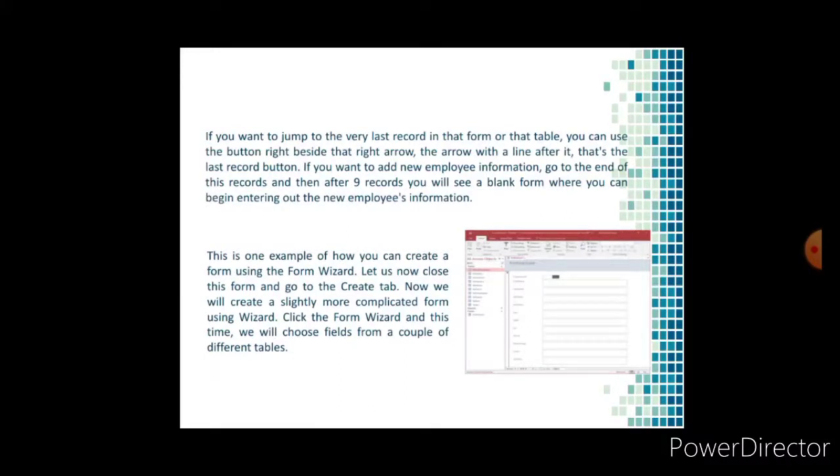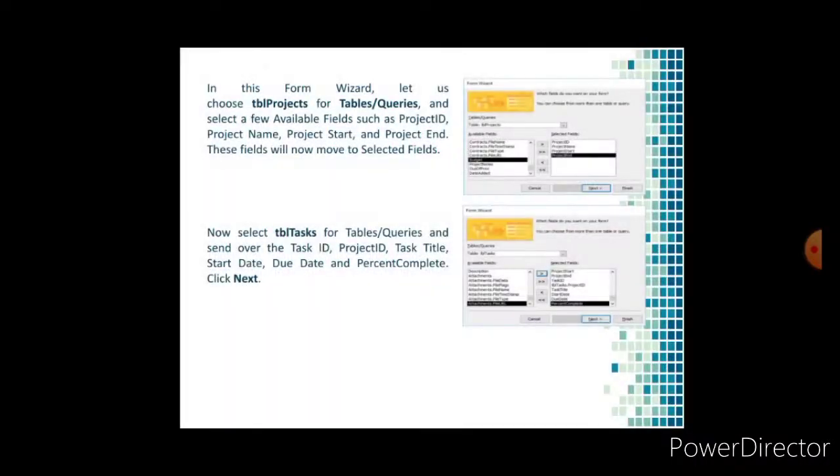Let us now close this form and go to the Create tab. Now you will create a slightly more complicated form using the wizard. Click the Form Wizard, and this time you will choose fields from a couple of different tables. In this form, let us choose table projects for tables or queries and select a few available fields such as project ID, project name, project start and project end. These fields will now move to selected fields.